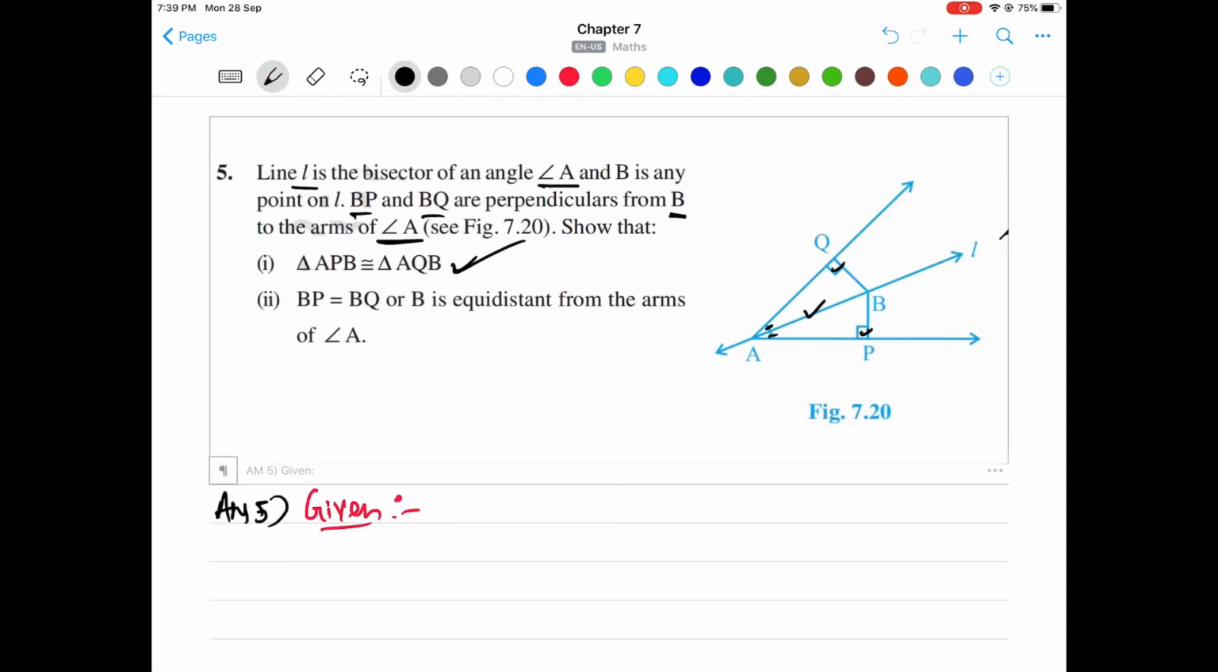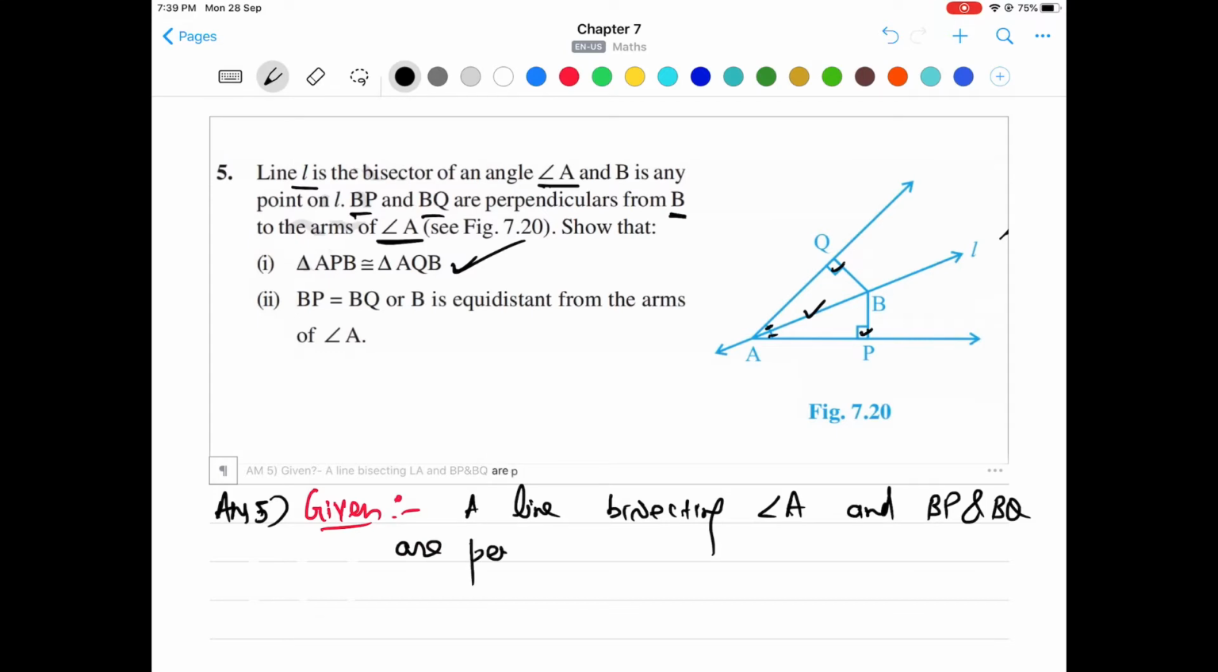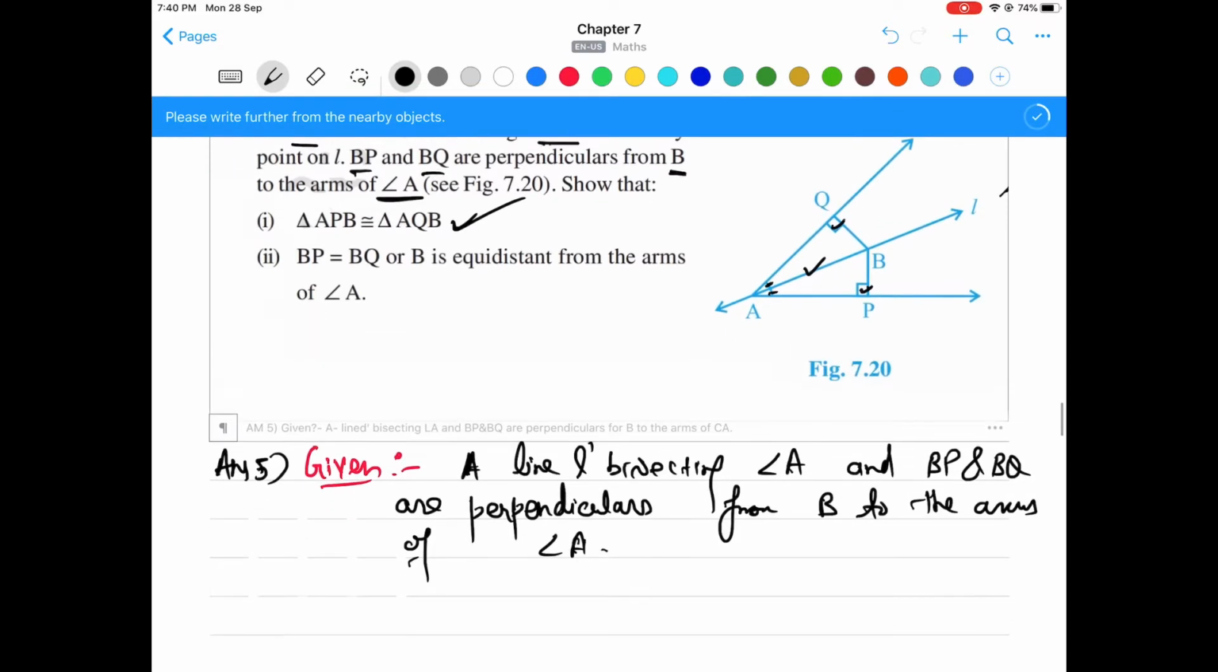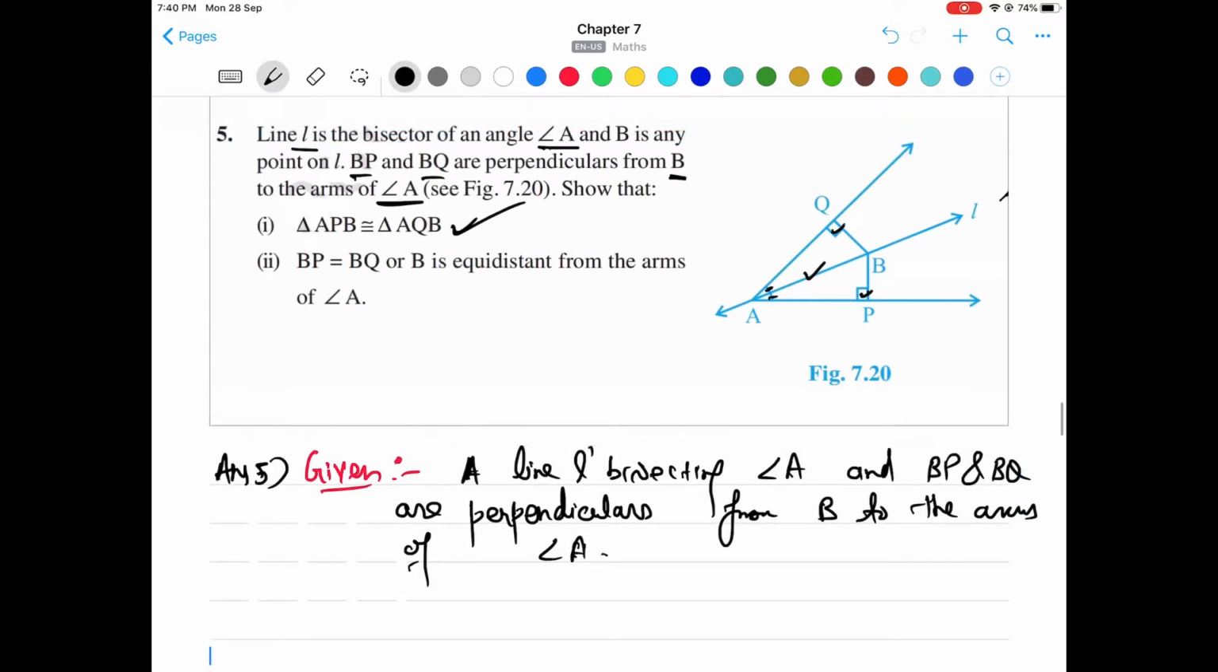Given here is line L bisecting angle A, and BP and BQ are perpendiculars from B to the arms of angle A. This is what is given in the question: line L bisects angle A and BP and BQ are perpendicular from point B to the arms of angle A.